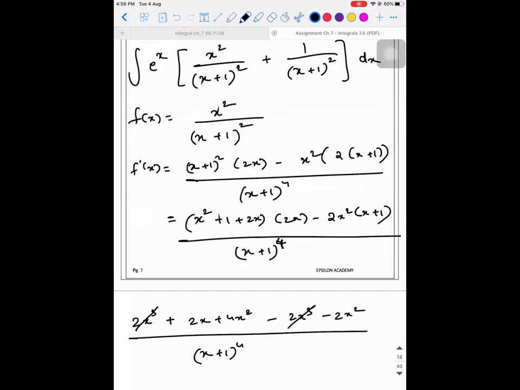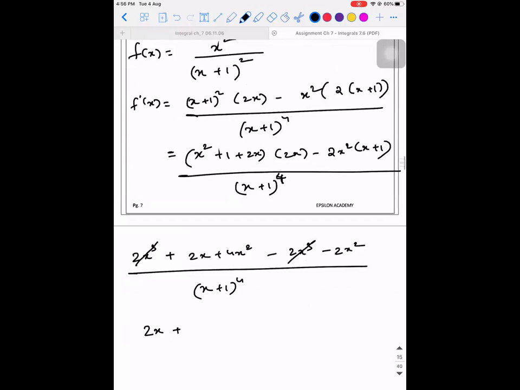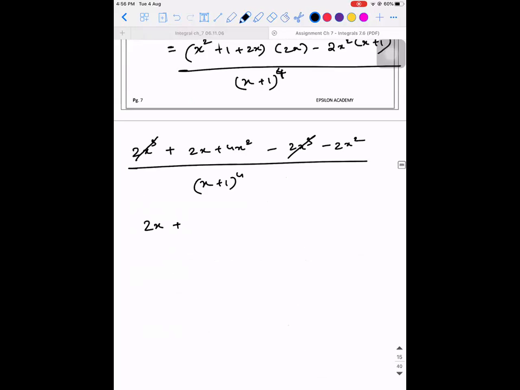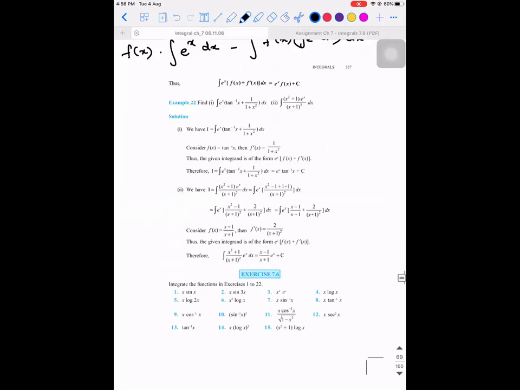So x plus 1 the whole square into 2x minus x square into 2 into x plus 1 into derivative of x plus 1 is 1 divided by x plus 1 the whole power 4. So x square plus 1 plus 2x and 2x x plus 1. 2x plus 2x square divided by x plus 1 the whole. Getting it, no? Just a minute. He has added and subtracted, right?